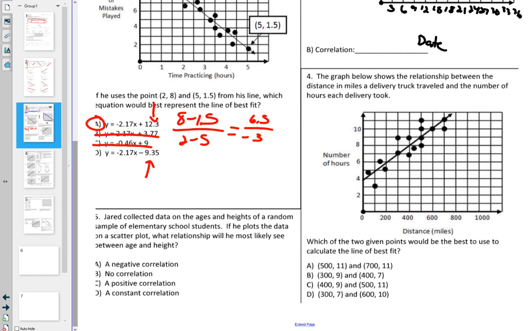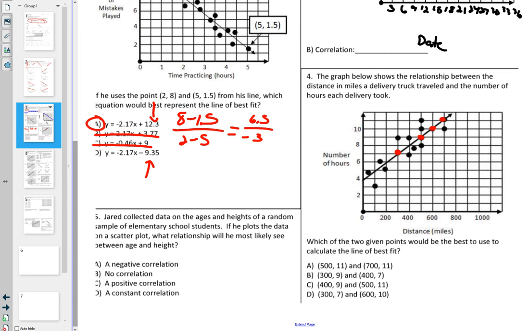All right, 4 says the graph below shows the relationship between the distance in miles a delivery truck traveled and the number of hours that each delivery took. Which of the two given points would be best to use to calculate the line of best fit? The points that the line is passing through. So, which are the points that are closest to this line of best fit? And then it's just a matter of, of those, which is the one that's the most on the line?